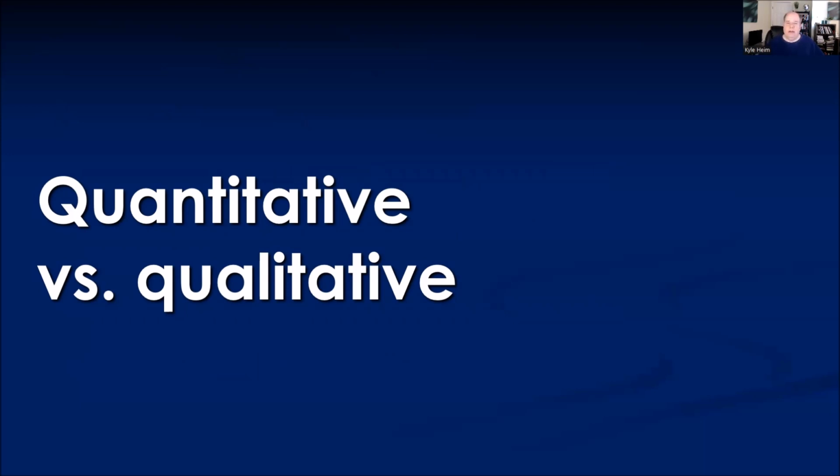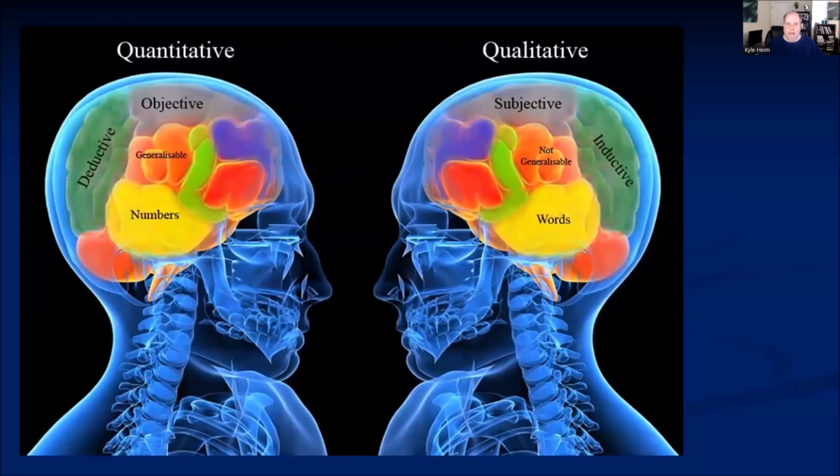The positivist paradigm is more associated with quantitative research, and the interpretive paradigm more associated with qualitative research. Another way to think of it is being almost kind of like the left brain versus right brain. So you see on one side, you've got quantitative, which is more objective, deductive, deals with numbers, is generalizable. On the other side, you've got qualitative, which is more subjective and inductive, not generalizable, and is more focused on words. So let's take a minute here to talk about each of these two sides.